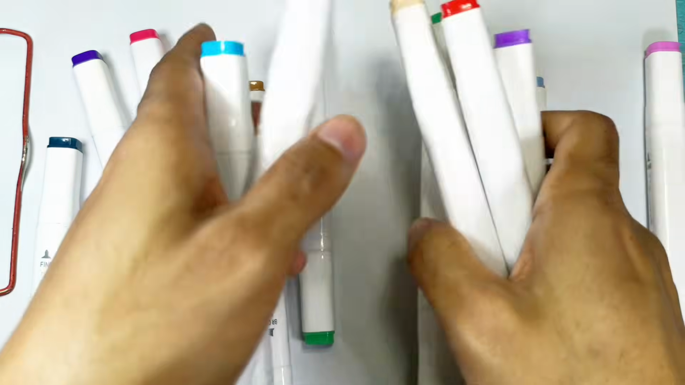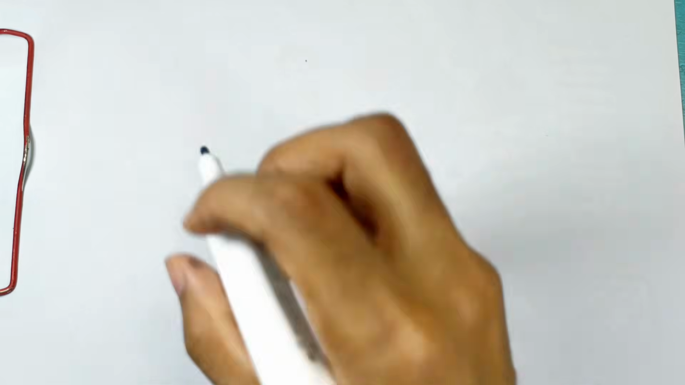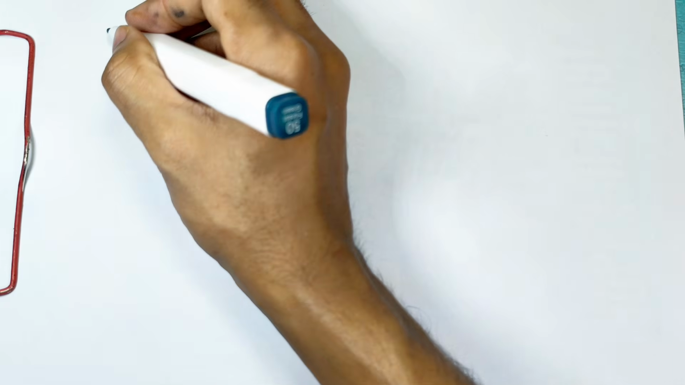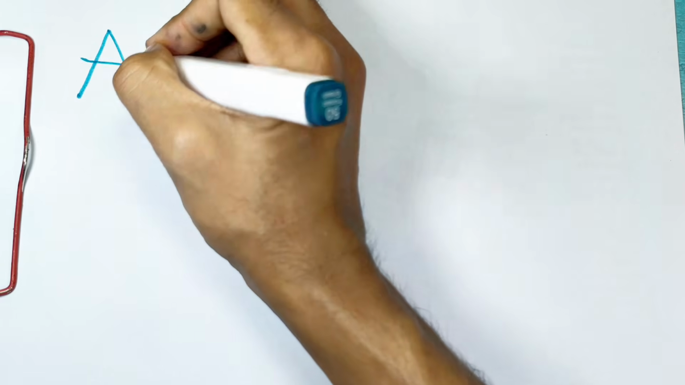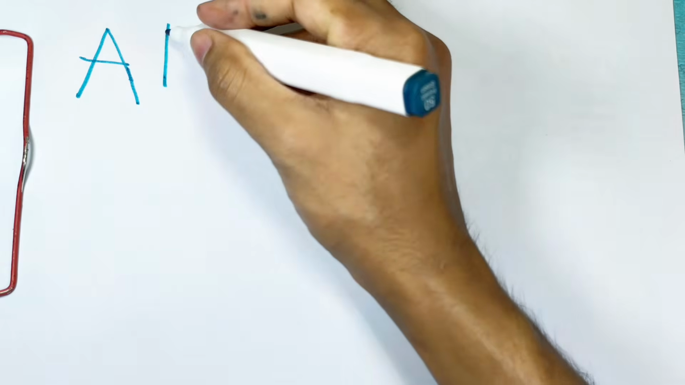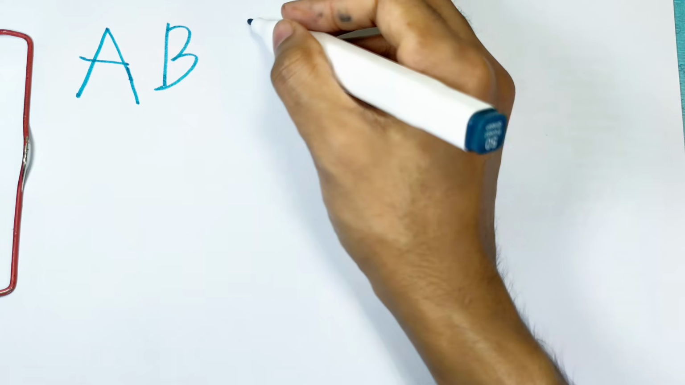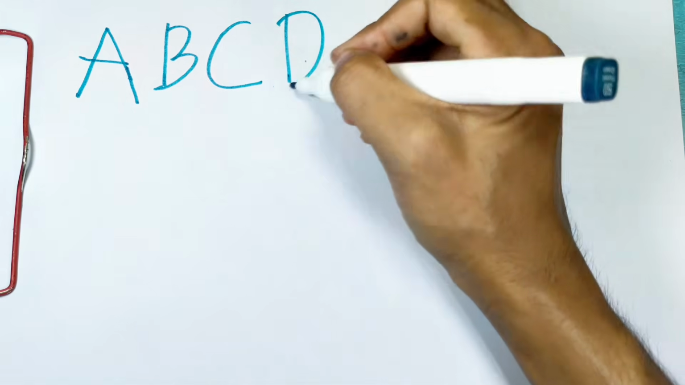Today we're writing capital letter alphabet. Stay with us. First we're writing the alphabet of A. A for apple. A for ant. The next one is B. B for ball. B for bat. C. D. D for dog.